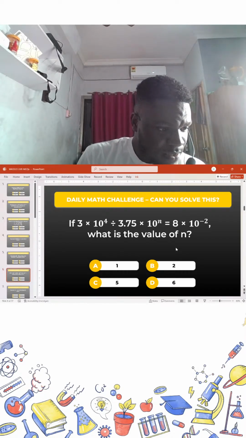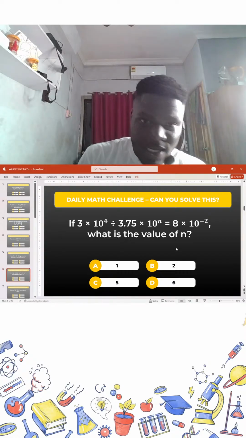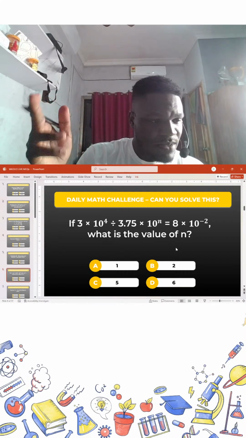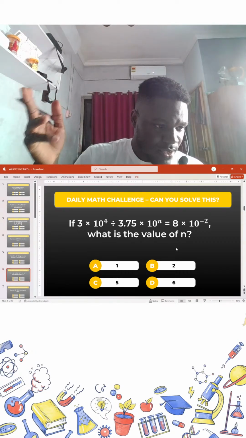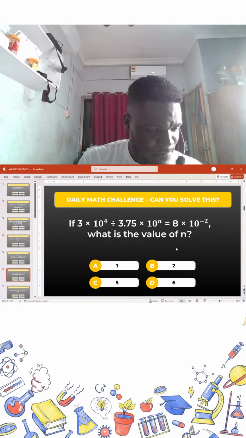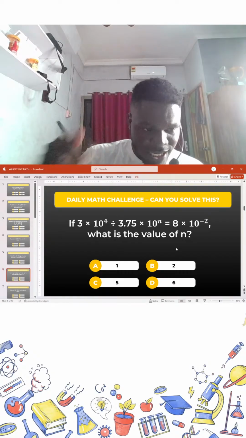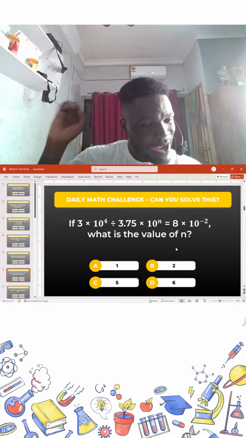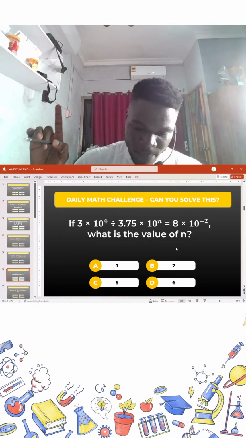Okay, do you get it now? So I made an error. It's supposed to be 8 times 10 to the power minus 2. Once you have that and you solve it, you are supposed to get a different answer. Once you solve it and then compare it to 3.75 times 10 raised to the power n, you should get a value for n.